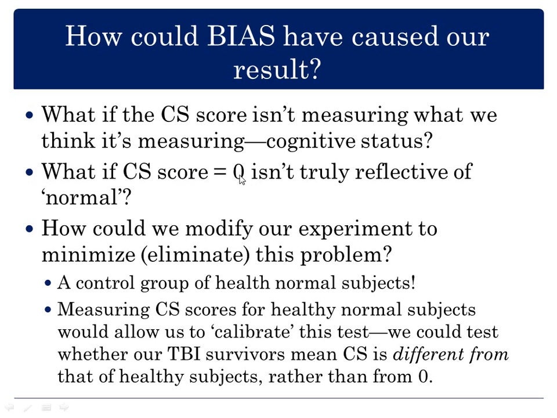For instance, if negative 0.5 actually indicated normal, then it would appear in that one sample test that we had an effect, when in fact it was just the bias in the measurement scale. That's why a control group is very, very useful.